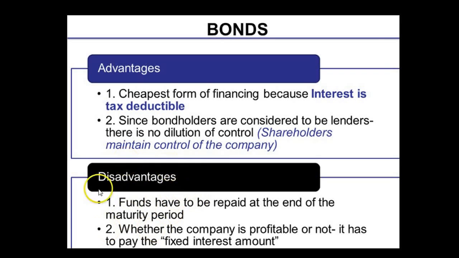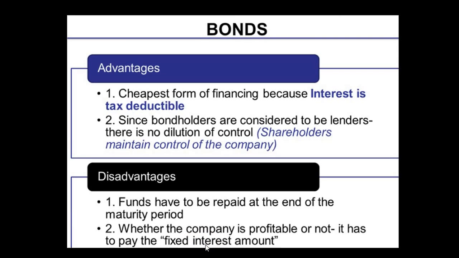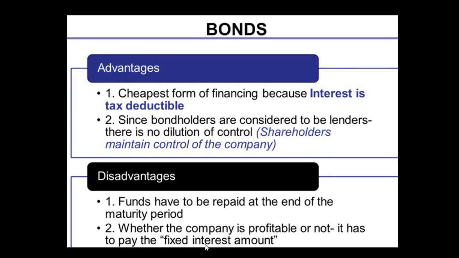Also, whether a company is profitable or not, it has to pay a fixed amount of interest. Therefore, the interest is a fixed liability of a company, which is legally bound to pay interest on a bond, whether the company has made a sufficient amount of profit or not.